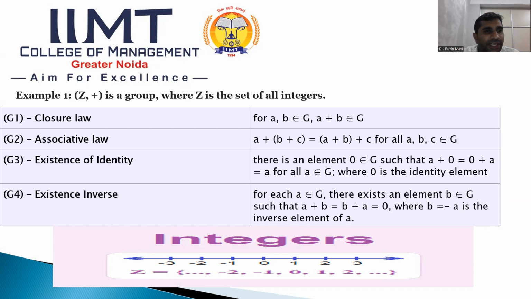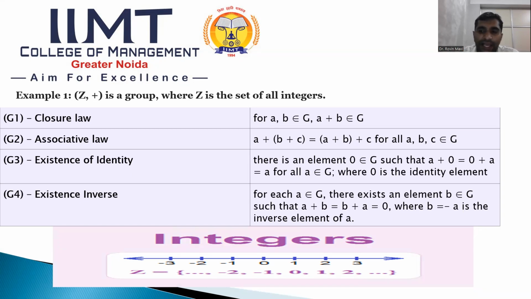Second property, associative law: (a plus b) plus c is equal to a plus (b plus c). Left hand side is equal to right hand side. Let a, b, c belong to Z, with a equal to 1, b equal to 2, c equal to 3. Left hand side: 1 plus (2 plus 3), so 1 plus 5 is equal to 6. Right hand side: (1 plus 2) plus 3, so 3 plus 3 is equal to 6. Left hand side is equal to right hand side.